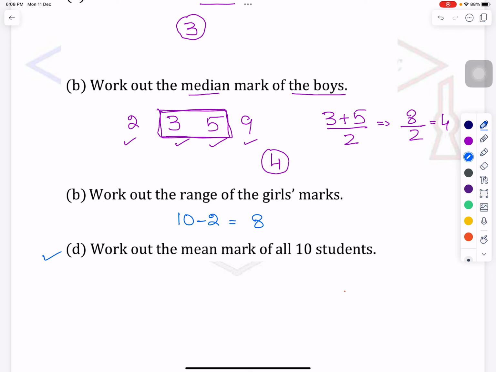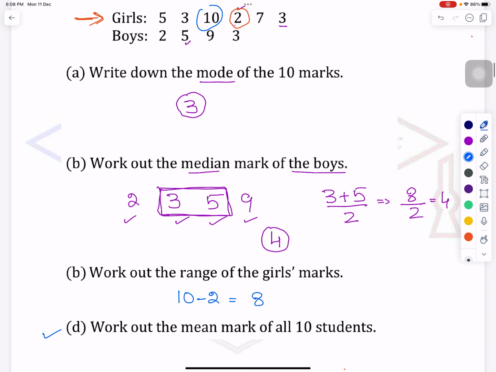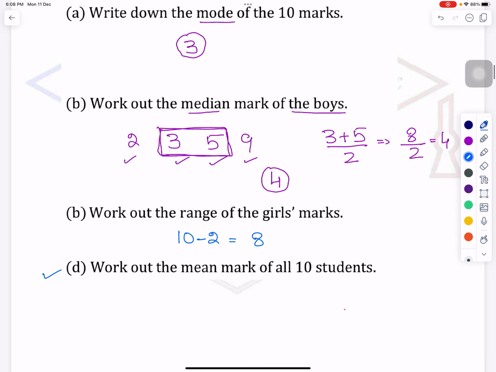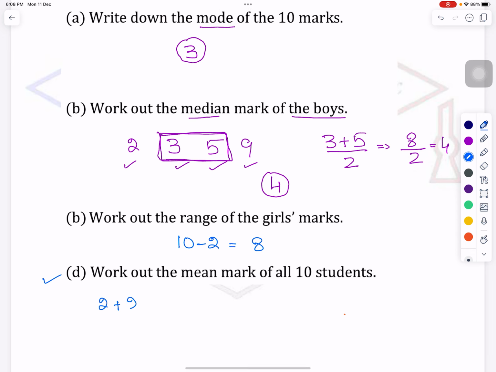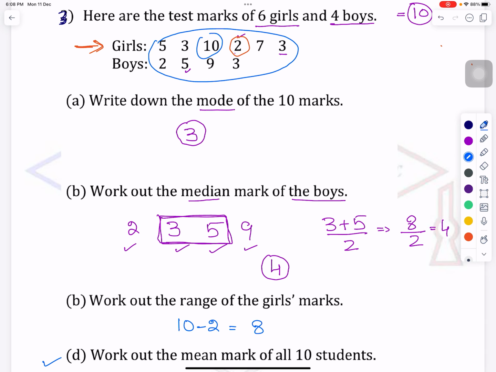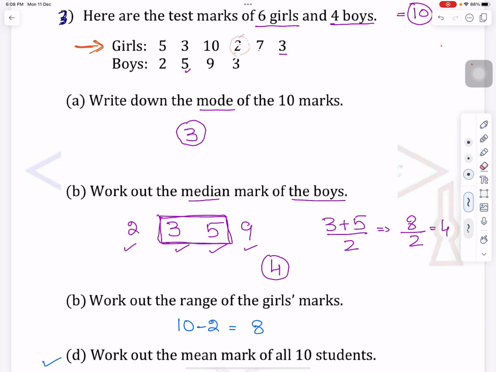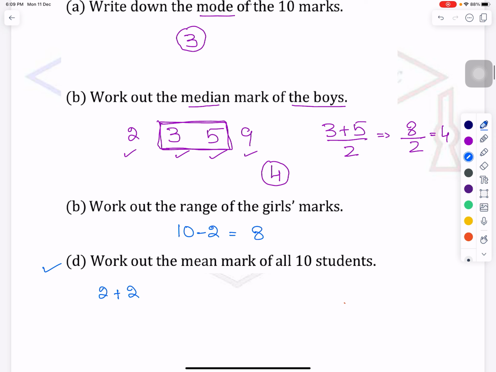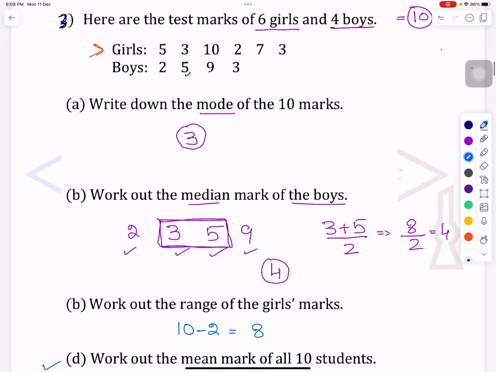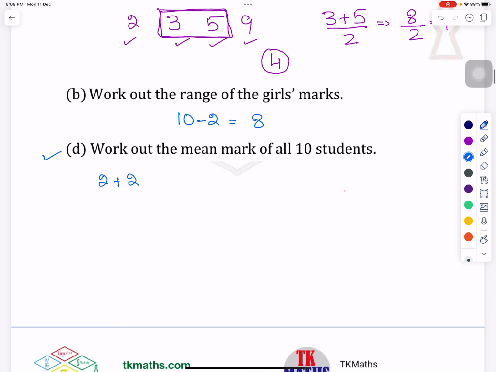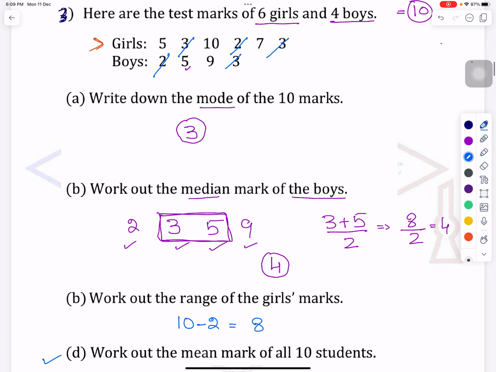Now what is the meaning of mean mark? Mean is the average. And how do you calculate? You basically add up all the data which is given here for boys and girls. So I will add up, let me write here 2 plus 2. No, let me clear it so that I can explain better. Okay, so I will add up all the marks. Doesn't matter in which order you add up, doesn't matter. Okay, so I have added 2 and 2. Now I'm adding 3. Okay, 3, 3, 3.